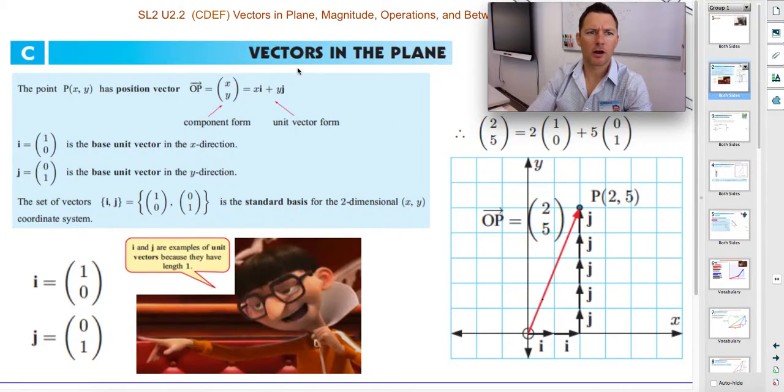Hey y'all, we are back with a little vectors on a plane. We're looking at their magnitude. We're going to do some operations with them and find the vector between 2 points. That's C, D, E, and F out of the text. So here we go.